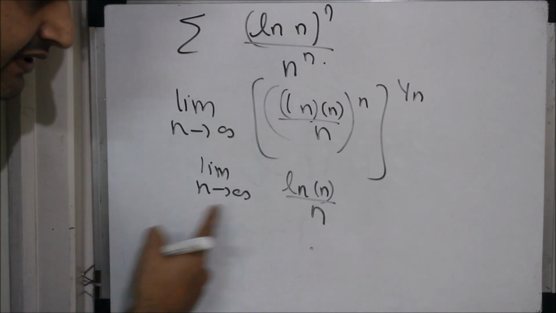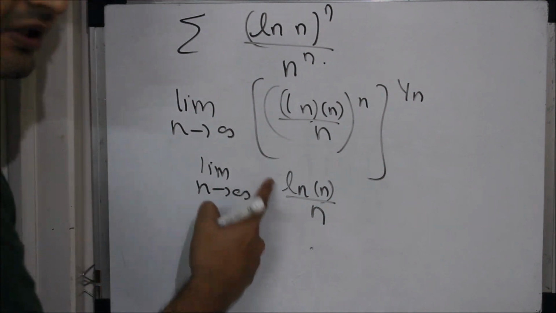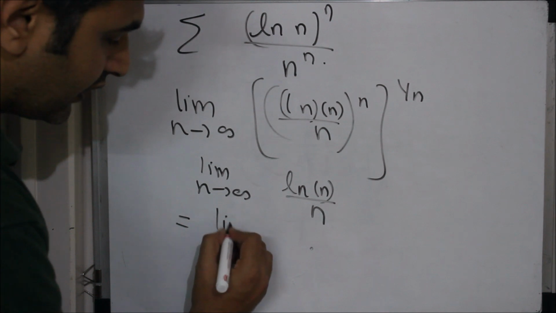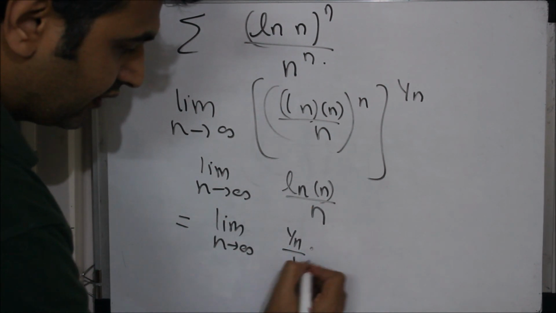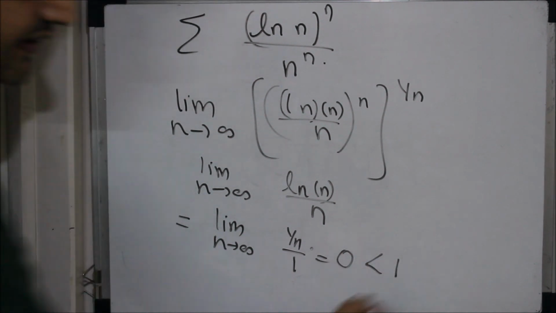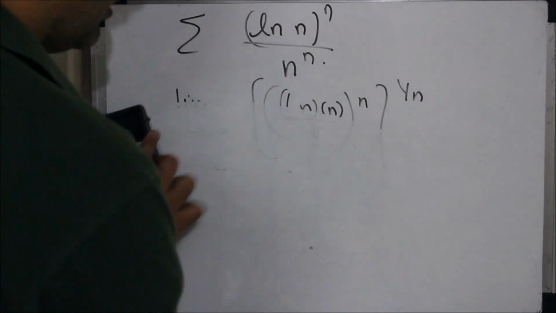As n goes to infinity, this is an infinity by infinity form. So we saw in sequences the L'Hopital rule. If I use the L'Hopital rule, the limit of this sequence is nothing but (1 by n) upon 1, which is nothing but 0, which is less than 1. So again, by the root test, since the limit is coming out to be 0, which is less than 1, the given series converges. So that's how you use the root and the ratio test.